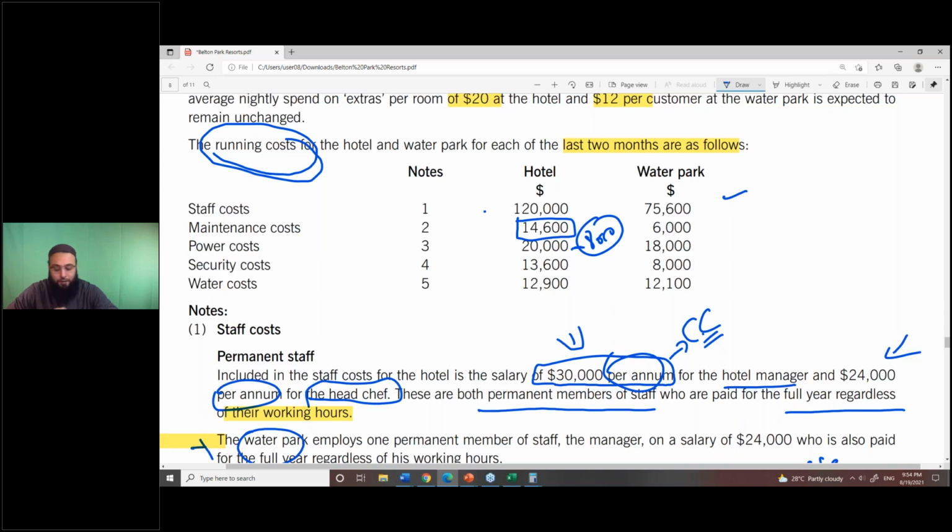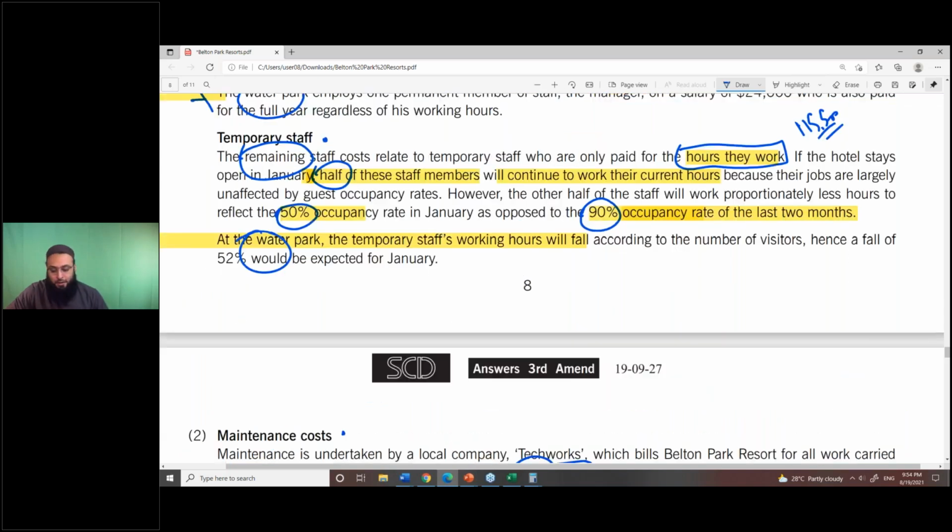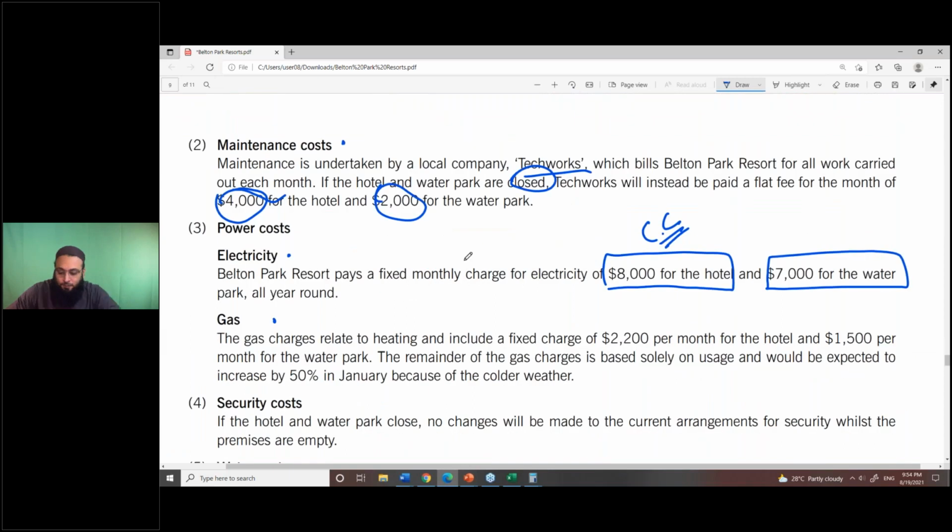Okay, done. Next, gas. The gas charge relates to heating and includes a fixed charge of 2,200 per month. So in this power cost of, what's the amount? 20,000, right? In this 20,000, 8,000 is the electricity and 2,200 is basically the fixed gas charge. So that also you have to bear at any cost. You don't have any option here to skip this one. So you remove these two, 10,200 cost. So you are left with the remainder.